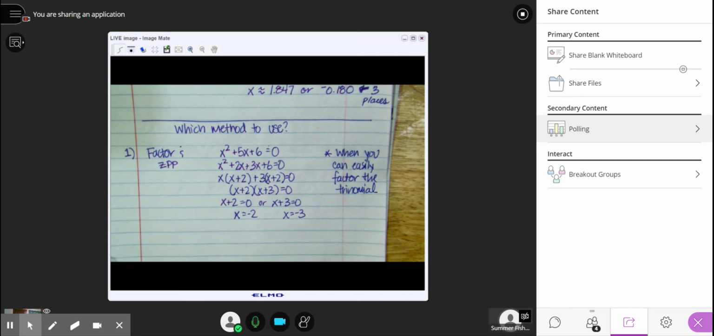Do you know how sometimes you can look at a trinomial and you already know what the answer is going to be? Or what the factors are going to be? This is a case where we would factor and use the zero product property. If I've got to dig a little bit, if factoring is hard, the only time I'm going to factor then is if they tell me I have to. Right? I want to use factoring and the zero product property when I can easily see the factors.